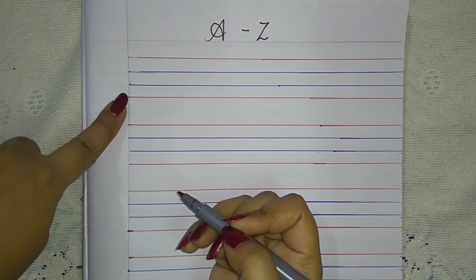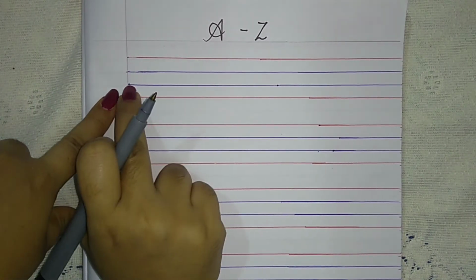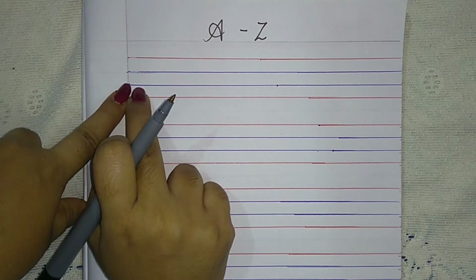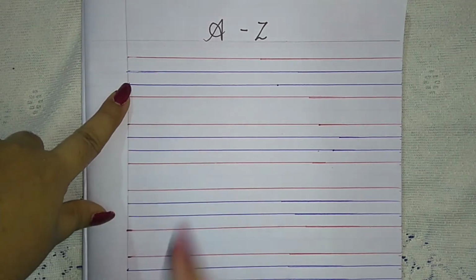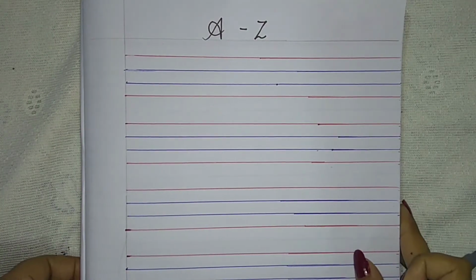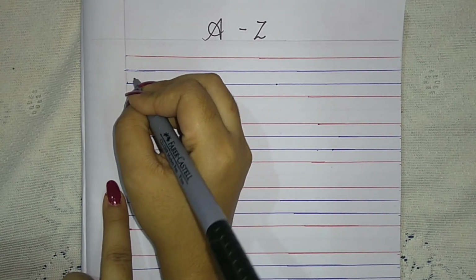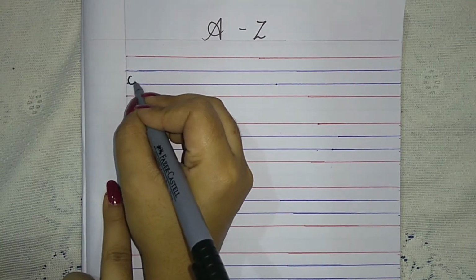See, 4 lines are there. We have to see the blue line. The नीचे blue line में जो है ये blue line और red line को touch करना है. Let's see. We are going to start. First, A. See how I am writing A.